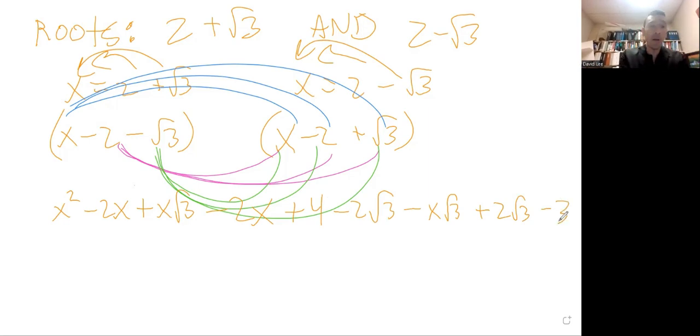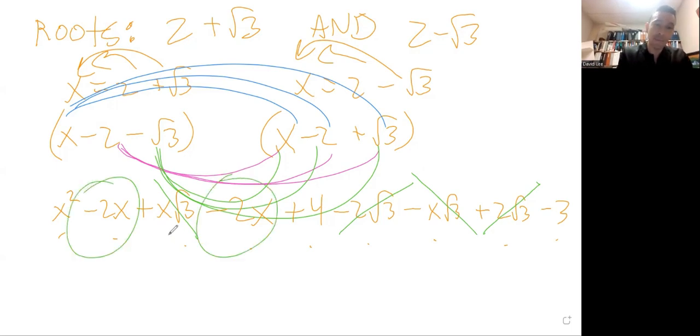Now look at all the pieces here. There should be 9 pieces. 1, 2, 3, 4, 5, 6, 7, 8, 9. There are 9 pieces. Of the 9 pieces, cancel out whatever cancels. Here it looks like this cancels with this. It looks like this knocks this out. It looks like that's it for cancellation. But what can we combine? We can combine this with this, and we can combine 4 with negative 3.